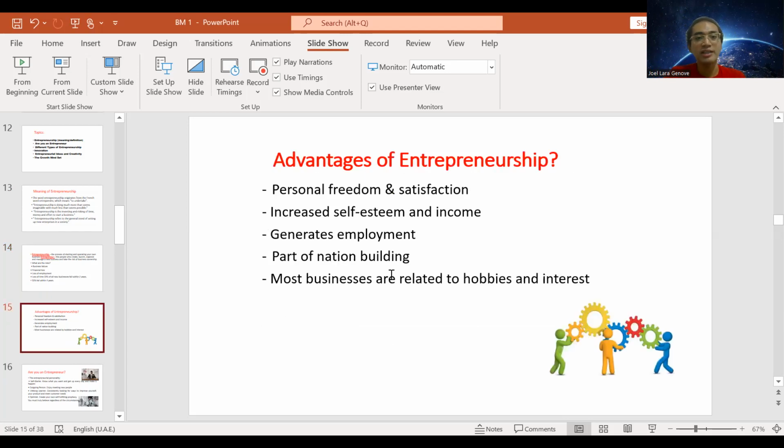Now, let's move on. Advantages of entrepreneurship. Personal freedom and satisfaction. Increased self-esteem and income generates employment. Part of nation building. Most businesses are related to hobbies and interests. Your hobbies and interests. I can see that Jane's hobby is to beautify herself. Then put business on that, right? The background for Cecilia is farming. Then her business could be that because that's the available resources that she has back home. She has available land. She has available farm. Then utilize that, right?